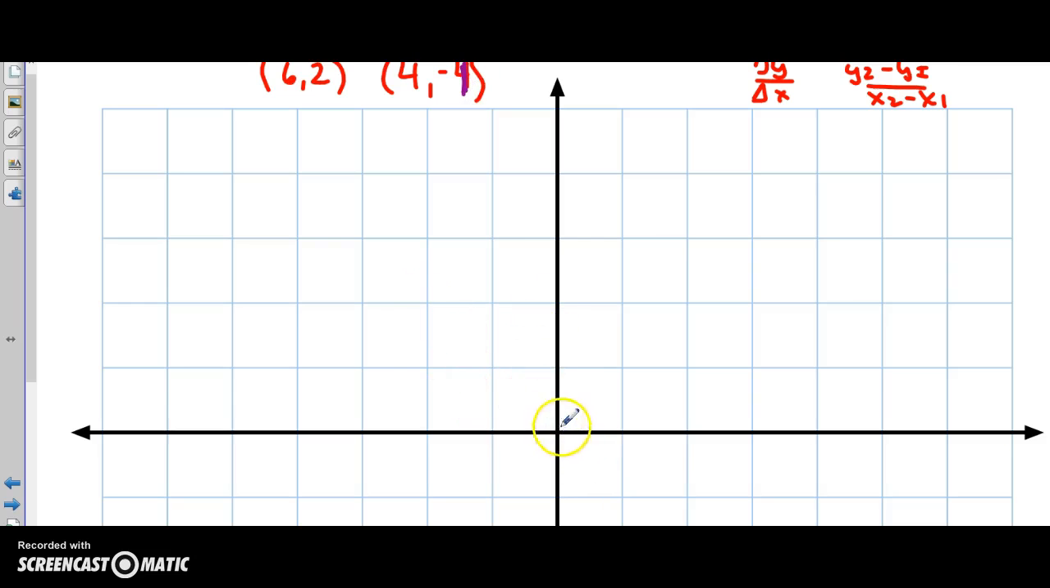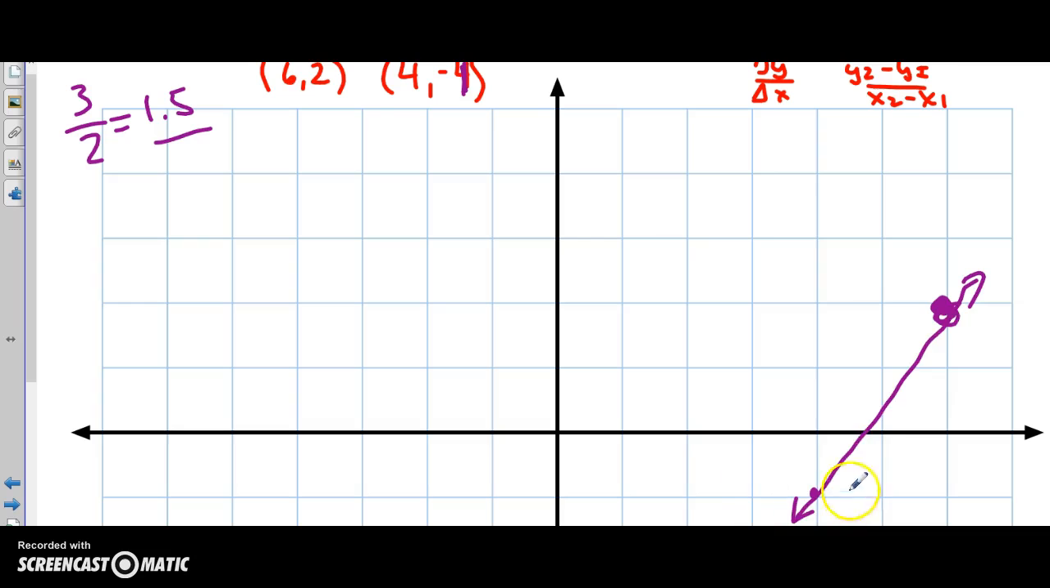So I'm going to plot these points here. 6, 2 is 1, 2, 3, 4, 5, 6, 2. So there's my first point, and the other point is 1, 2, 3, 4, -1. So I'm asking what is the slope of the line that goes through these 2 points. Let's cheat. 1, 2, 3 is my rise. My run is 2. So at the end of the whole thing, my slope is 3/2 or 1.5.